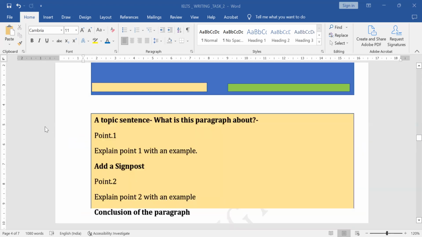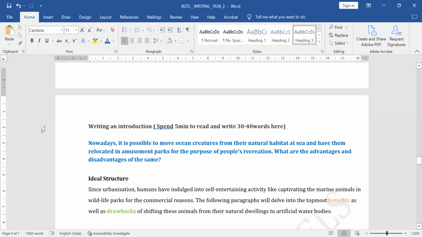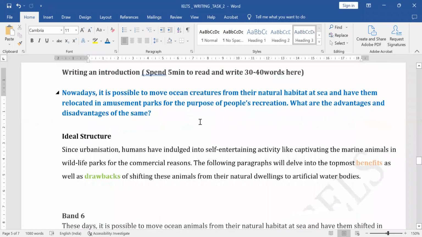Don't focus on this paragraph and all. We'll work on it later on. So, can you see this?